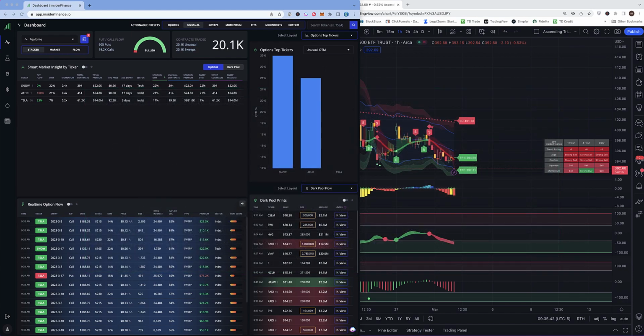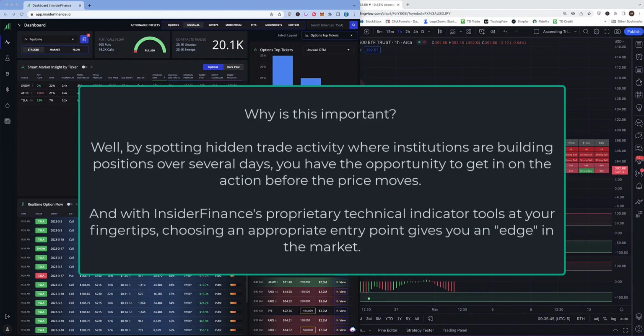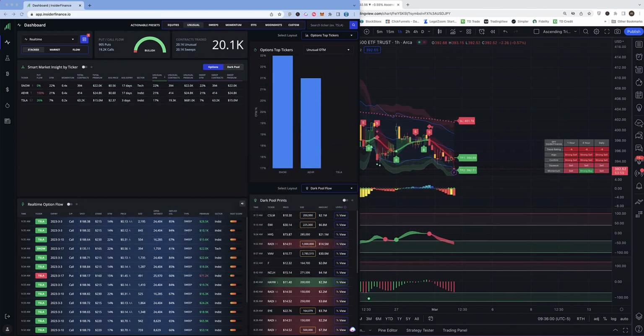Why would that be important? By spotting hidden trade activity, especially those that are building a large position spread over several days, you may have an opportunity for early entry before a ticker's price action takes off. The platform offers robust ticker research tools that are essential before considering a trade.